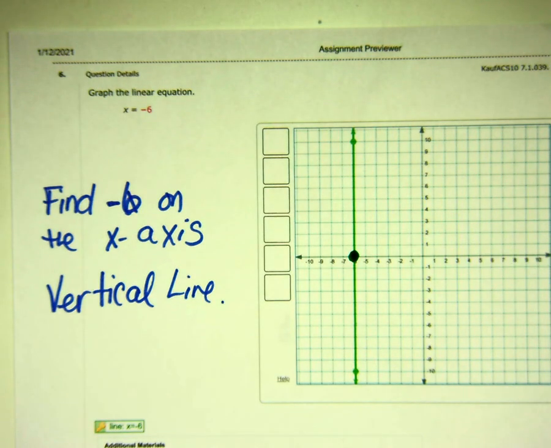So be mindful that when it's just y equals, you're going to have a 0 slope. When it's just x equals like this one, it's going to have an undefined slope. But wait, there's more.